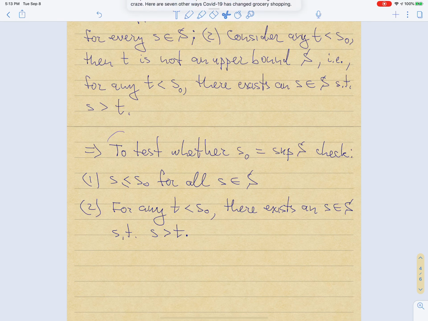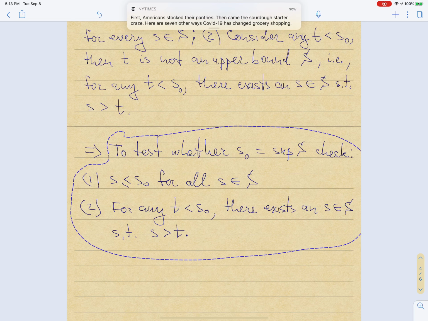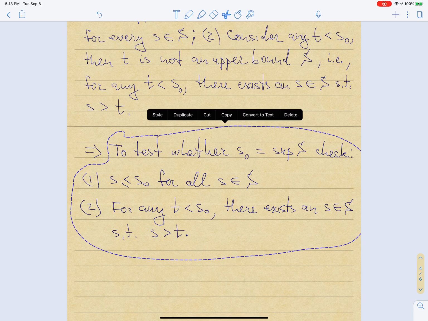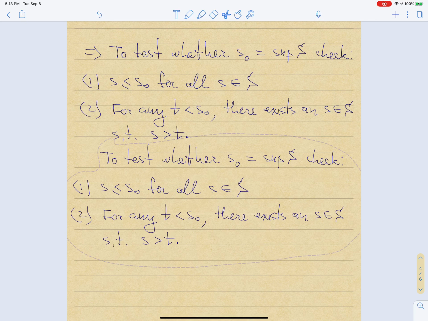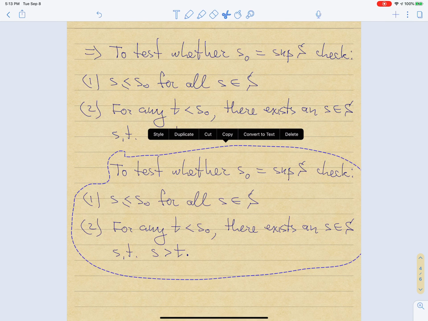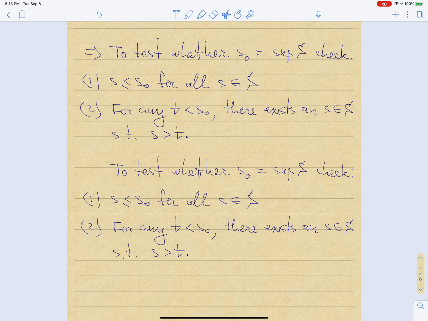And we can derive a similar condition for the infimum. I'm just going to list it. To test whether S0 is an infimum of S, we have to verify again a set of symmetric assumptions. Infimum means that it's a lower bound. A lower bound is a number which is less than all elements of your set. So s should be greater than or equal to S0.